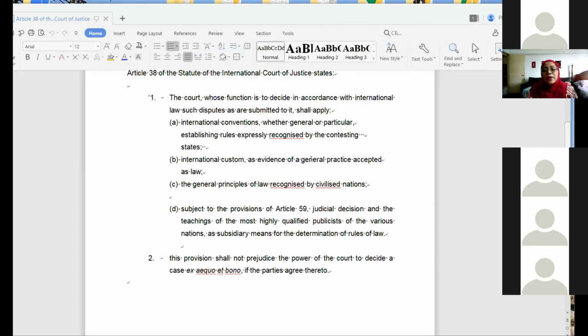That is on the evidence of a general practice, state practice. Now, the next ruling on state practice is rule number 2: the state practice must not be objected to by any country. Rule number 1, it is a state practice. Rule number 2, that state practice must not be objected to by any country. Once it is objected to, it cannot become a state practice, and it cannot become international custom.